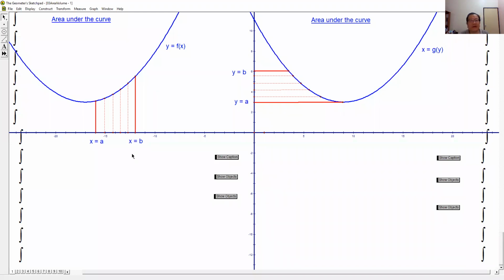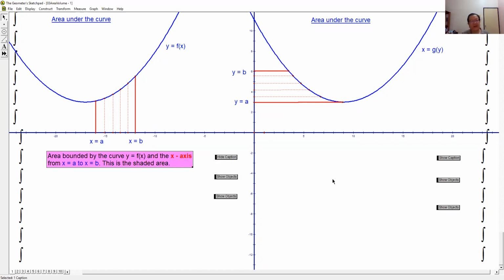The first area here is not only bounded by the curve and the x-axis, there are another two boundaries, which I have drawn using thick red lines: x equals a and x equals b. So these four lines, x equals a, x equals b, the curve and the x-axis, enclose a certain area, and we have to find that area. Okay, so we continue.